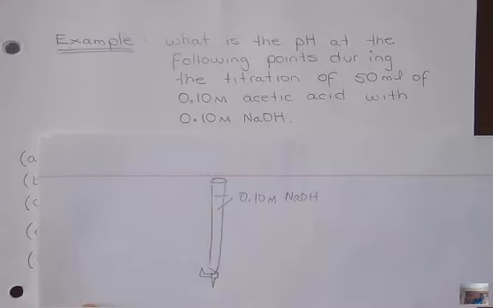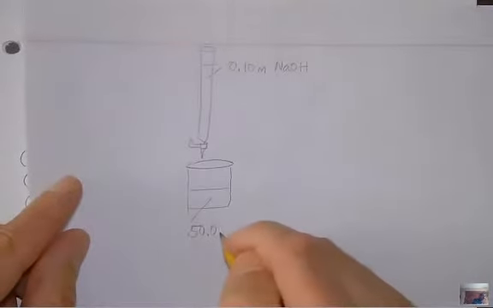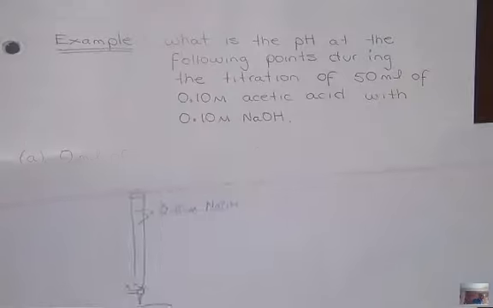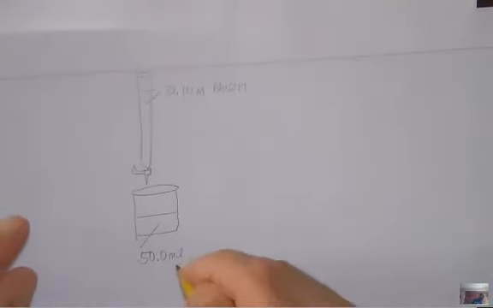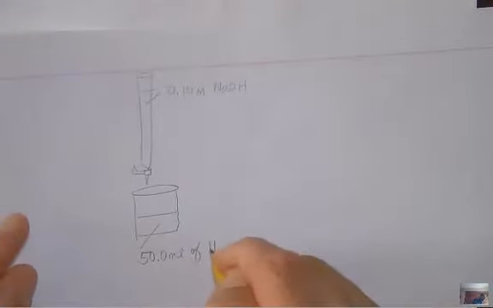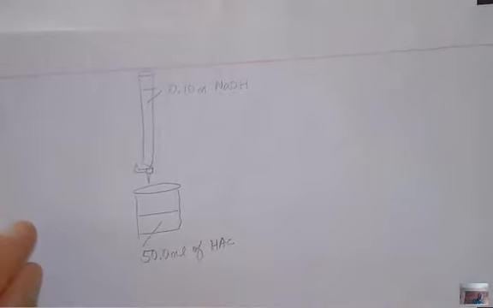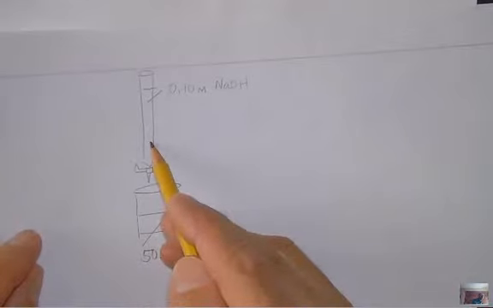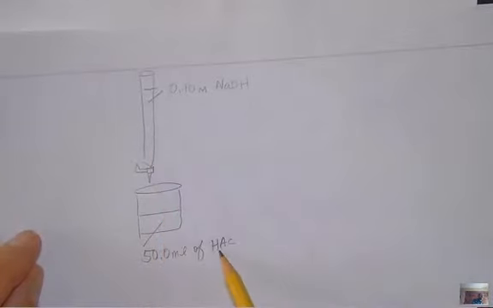Strong base there. What's in the beaker? 50 milliliters. They have to give you the volume of 0.1 molar acetic acid. Good? So, going to calculate the pH at the beginning. That's just going to be before I add any of this. That's just the x squared question.